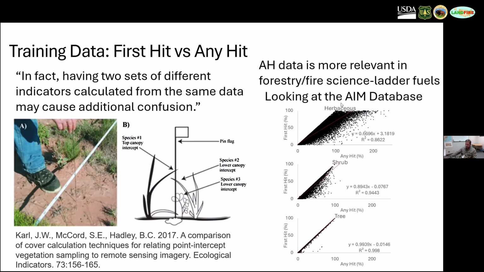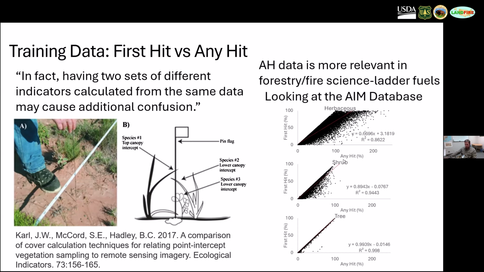Looking at the AIM database, this is the BLM's flagship monitoring database, we can look at these differences between first hit and any hit observations, because both of those sets of data are available in the AIM database. And the interesting thing here, if you plot the any hit data on the x-axis versus the first hit on the y-axis, the correlations aren't terrible. There is a lot of scatter in the herbaceous component.